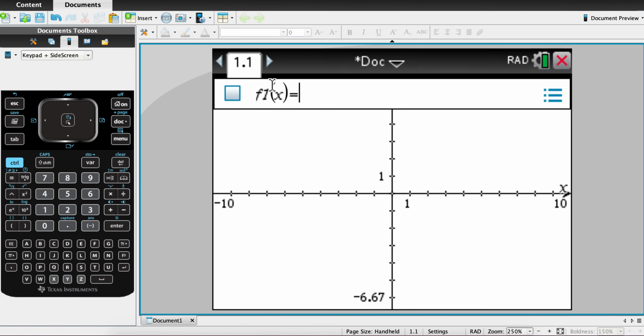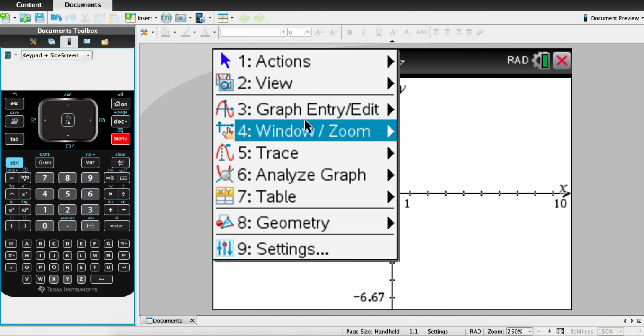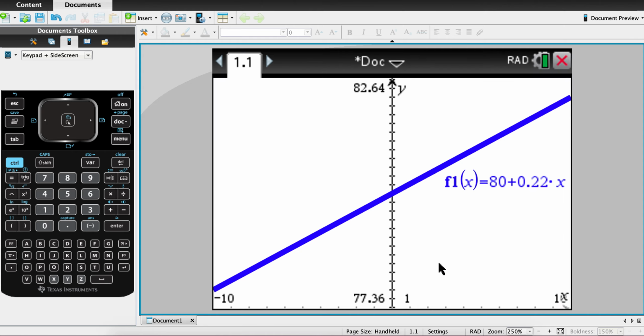Now, remember this part is our y equals, so I'm not going to write y equals or c equals. I'm going to go straight into writing the y-intercept and then 0.22x, which is what my rule was. I'll press enter. You'll see I can't see it, and that's because the y-intercept is all the way up at 80. So I'll just go to my window and go zoom fit, just so I can actually see the graph and I know that I've put it in.